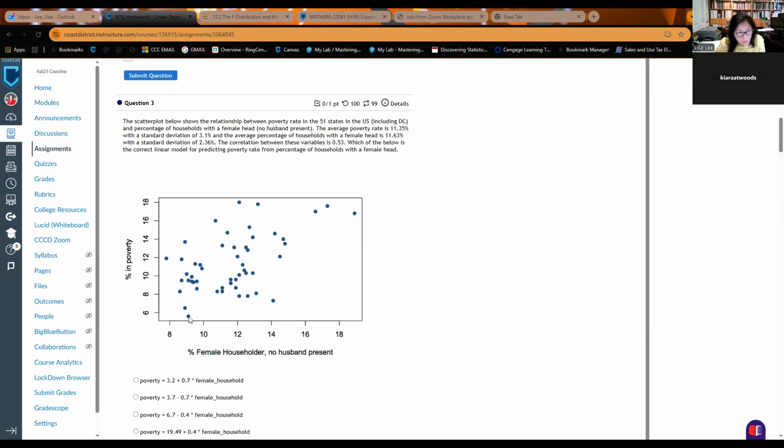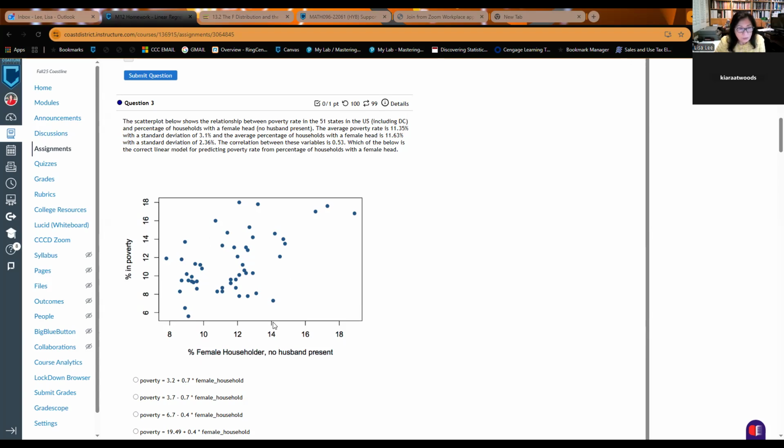Then let's pick another point. This one, well, that depends on the state, right? The point I pointed to here has more than 8.5% female households, but the poverty is not that high, maybe about a 5. So it depends on the state, the richest state makes a difference.